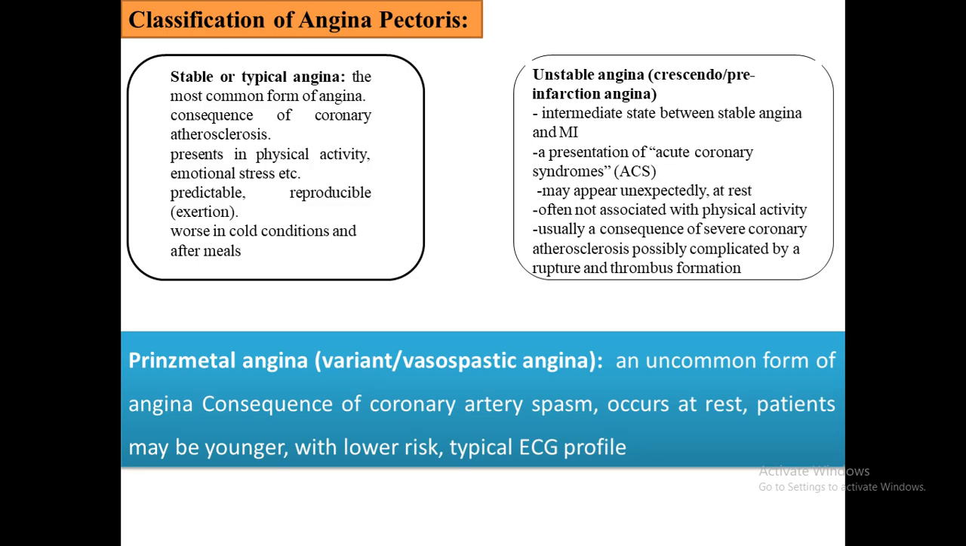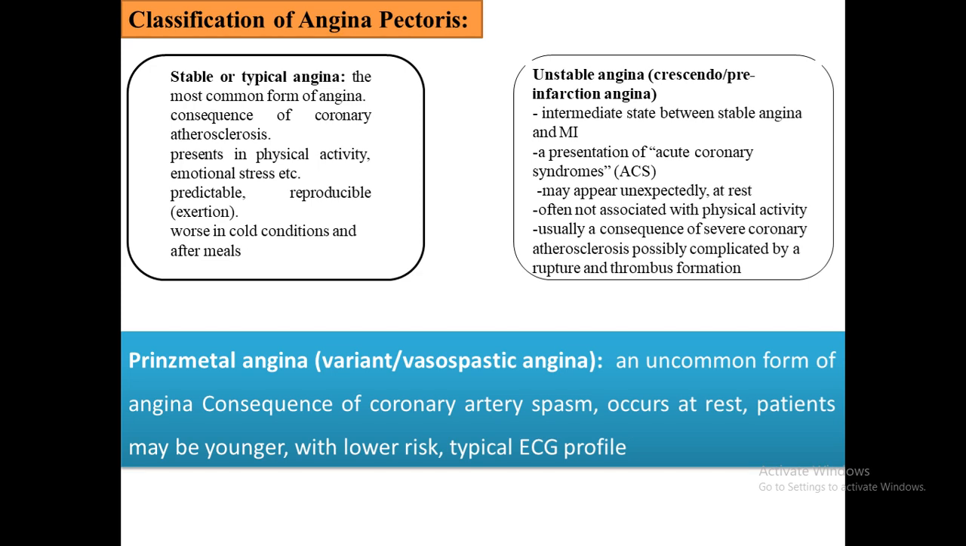For classification, we can basically classify angina into three types. The first one is stable or typical angina, the most common form of angina, a consequence of coronary arteriosclerosis, meaning this angina develops due to arteriosclerotic plaque formation. It is present in physical activity, emotional stress is also associated, and it is predictable, reproducible, and is provoked in cold conditions and after meals. So this is the stable or typical angina.